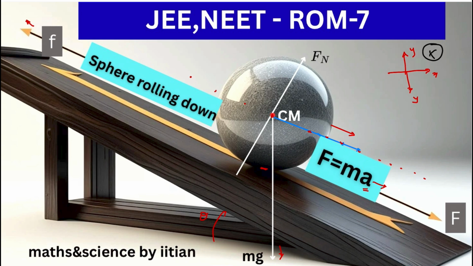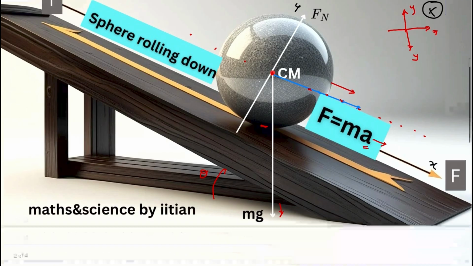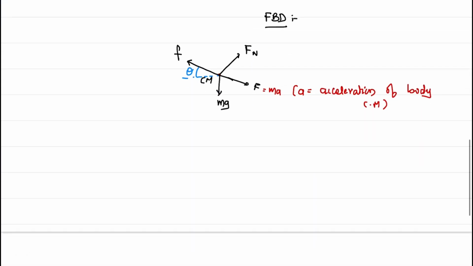Take the inclined plane as x. Let me take this as x and perpendicular to the inclined plane as y. This is the x direction. This is the y direction, perpendicular to the inclined plane, and the inclined plane is the x direction. Take the x axis and y axis like this. Do not take the regular perpendicular.